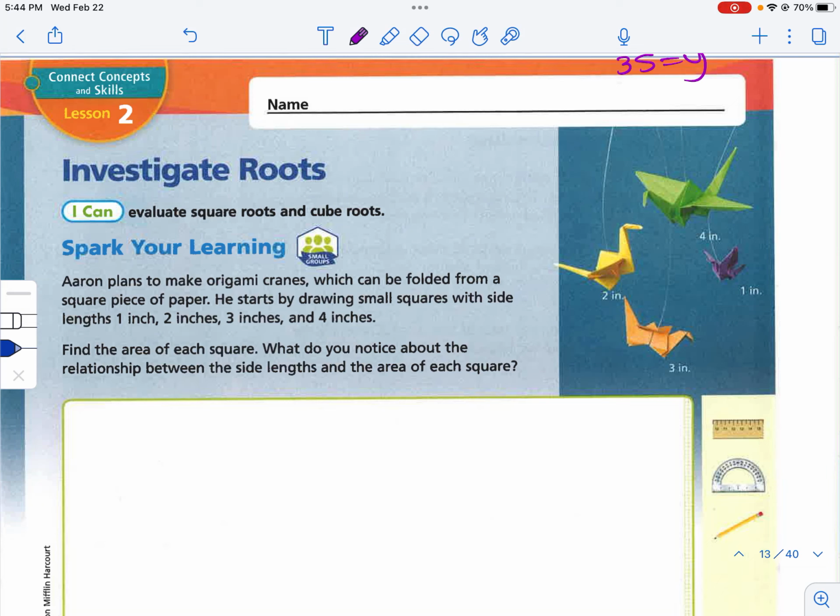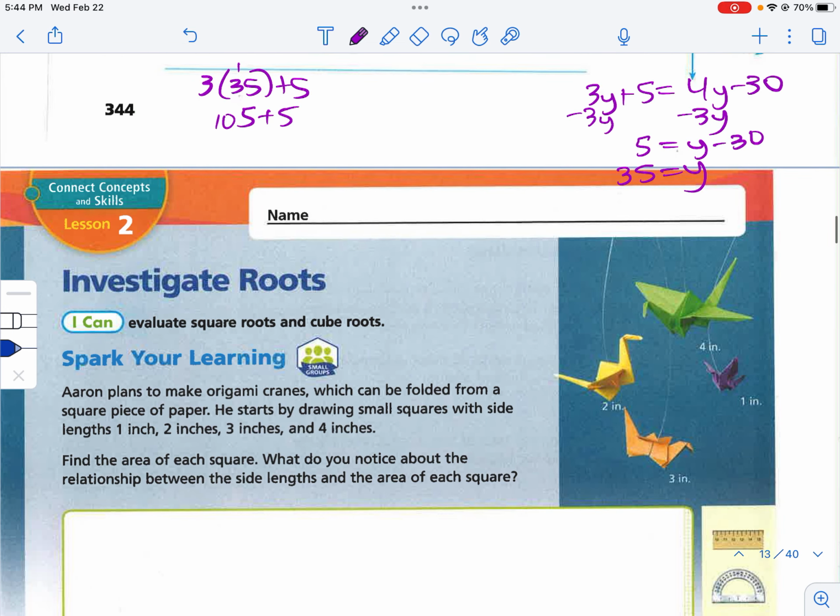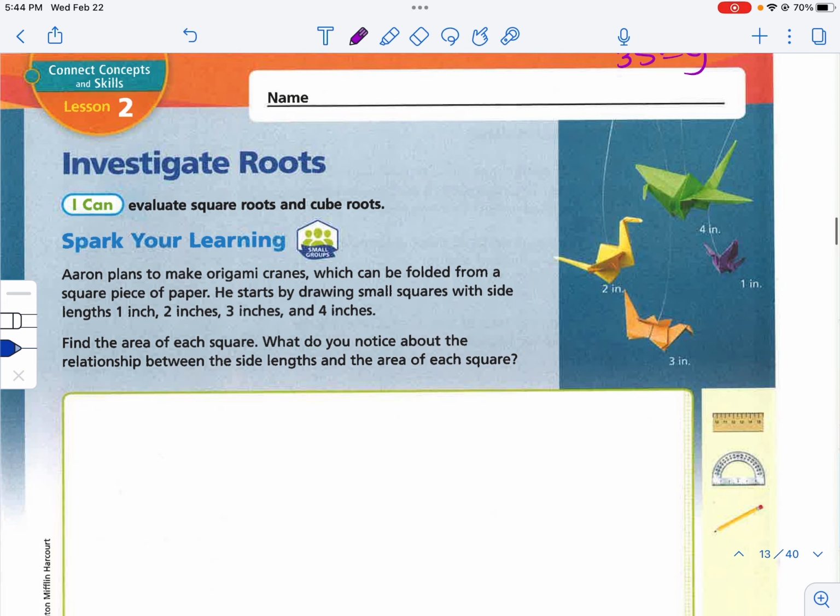Okay, so we are in lesson 2 in module 10. We are on page 345. Erin plans to make origami cranes, which can be folded from square pieces of paper. So we've got squares. All the sides are the same length. He started by drawing small squares with side lengths 1, 1, 1, 1.